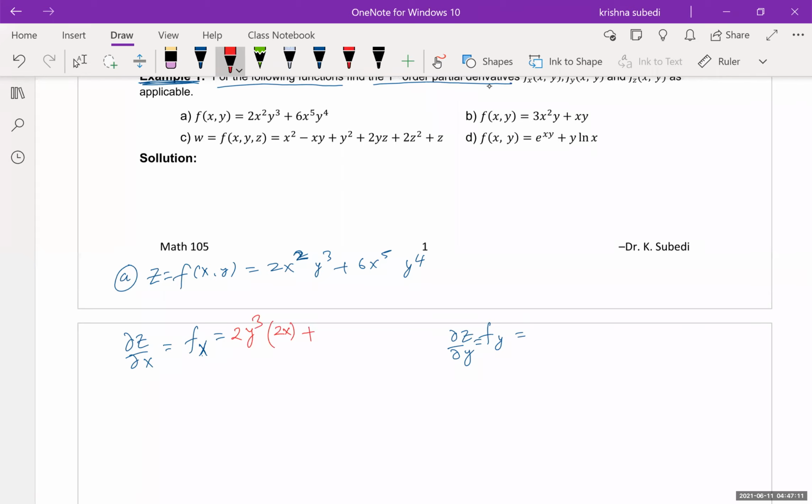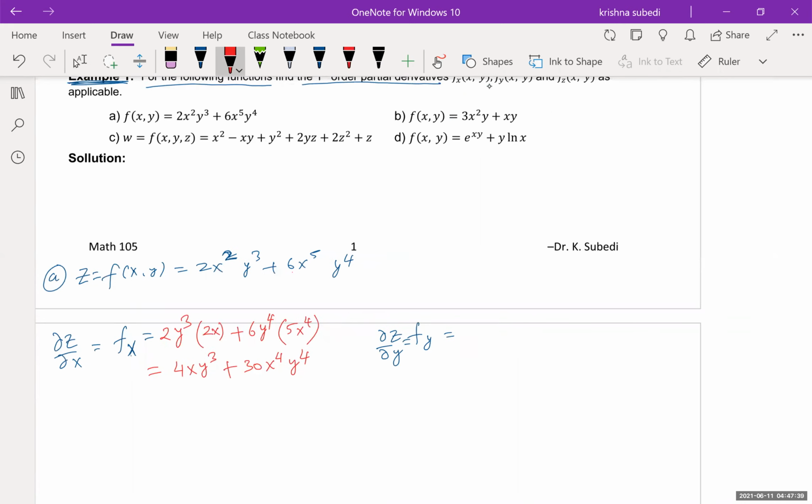Plus 6 is constant, y to the 4 is constant. I just write those constants as they are. Now I need to find the derivative of x to the power 5, and the derivative is 5x to the power 4. That's it, done. It looks a little ugly, so let us write it in a nice way, which is 4xy cubed plus 30x to the power 4 y to the power 4, done. Now let's look at this.